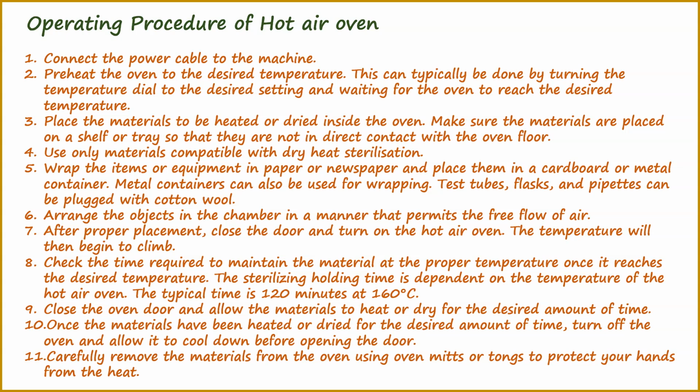This can typically be done by turning the temperature dial to the desired setting and waiting for the oven to reach the desired temperature. Place the materials to be heated or dried inside the oven. Make sure the materials are placed on a shelf or tray so that they are not in direct contact with the oven floor. Use only materials compatible with dry heat sterilization.